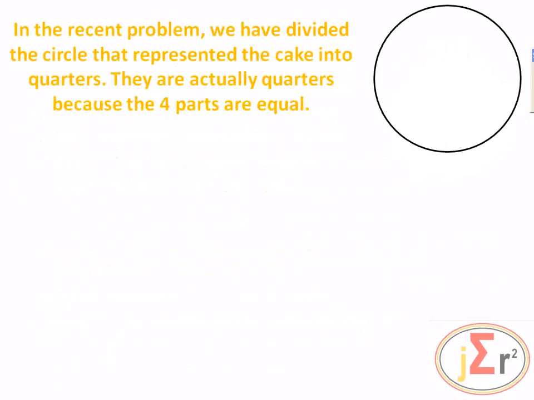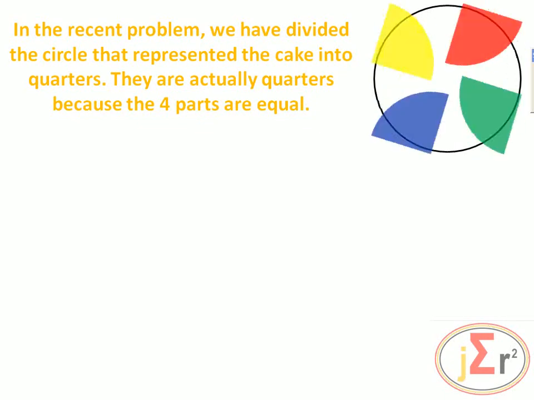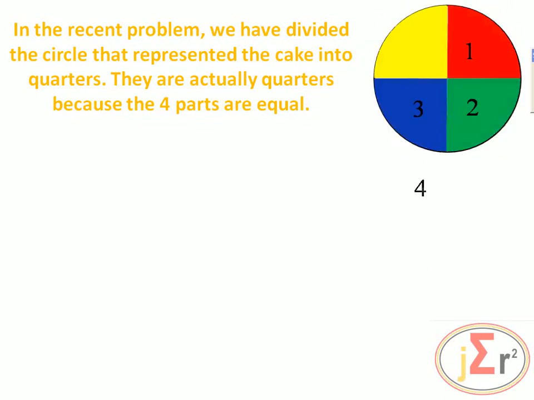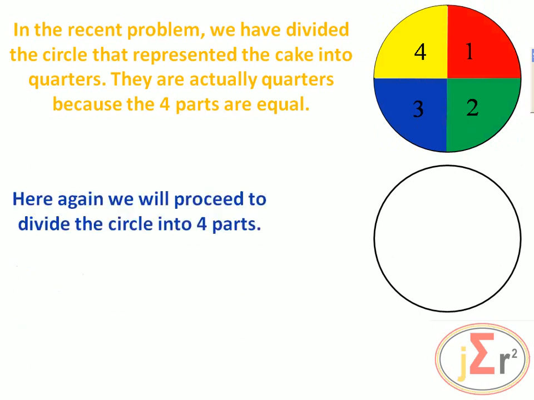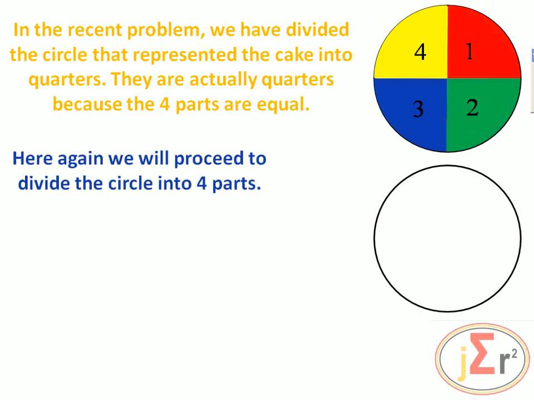In the recent problem, we divided the circle that represented the cake into quarters. They are actually quarters because the 4 parts are equal. So we have quarters right there because the 4 parts are equal. Here again, we will proceed to divide the cake into 4 parts.